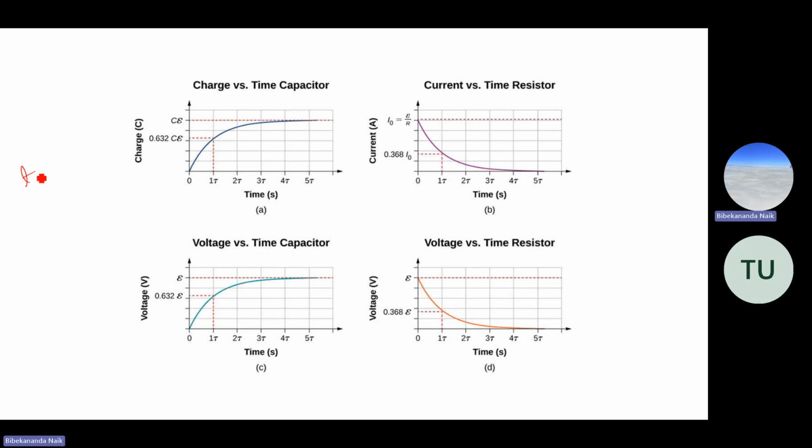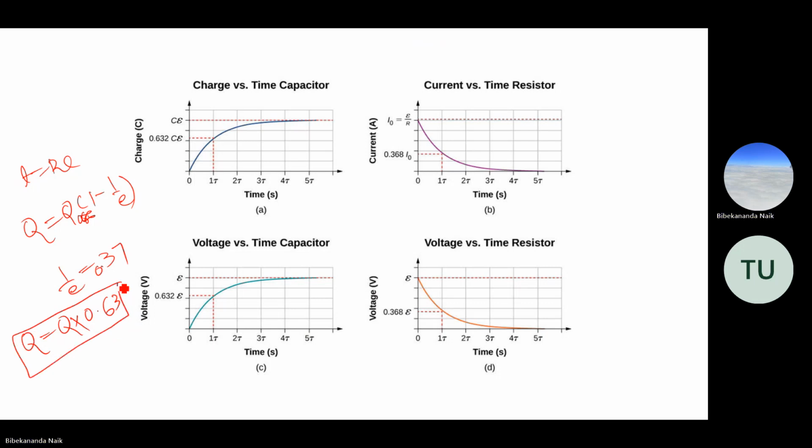If t = RC, then Q will be how much? Q will be Q infinity (1 − 1/e). We know 1/e is nearly equal to 0.37. So 1 − 0.37 will be 0.63. So this will be the charge.